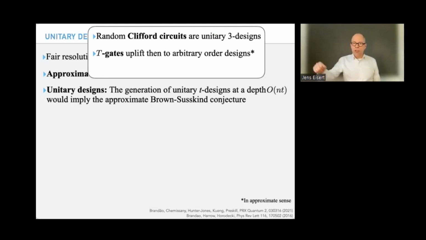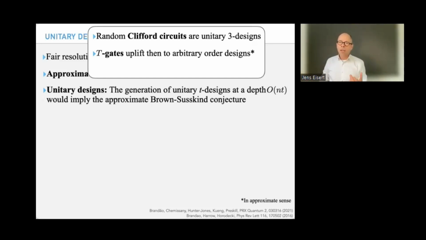Now, if you have a random Clifford circuit, you can spice them up, you can uplift them to arbitrary order designs by applying T gates. It's well known, that's bread and butter in quantum computing, that Clifford circuits are seen as being easy and transversally implementable and fault tolerant, and T gates are seen as being costly and you need magic state distillation to get them going, never mind, they are together a universal gate set. So by taking a random Clifford circuit and putting in T gates, you uplift this to an arbitrary order design, say a fourth order design, a five design, whatnot.